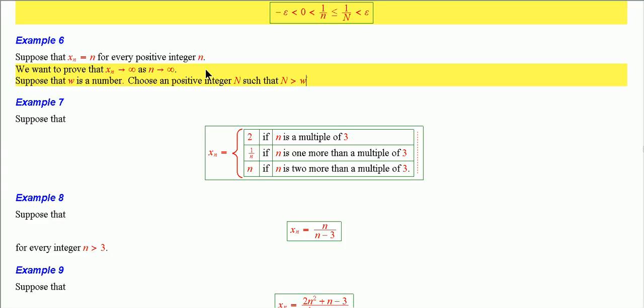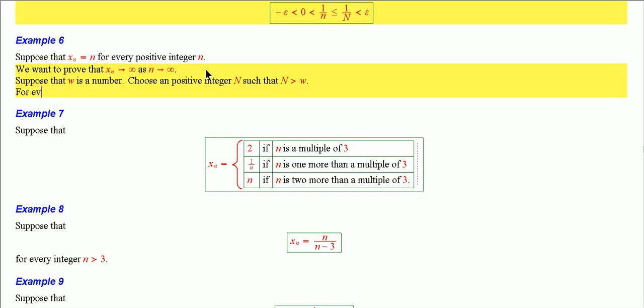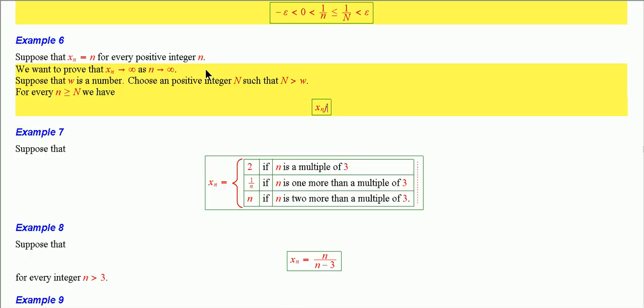You see? And let me tell you that for every n, the word integer is there whether you say it or not. Should I put it? I have no idea. For every n greater than or equal to big N, we have x sub n, which is exactly n, is greater than or equal to big N. And how is big N chosen? Above w. There it is, folks. We've just proved that this sequence tends to infinity. All right?